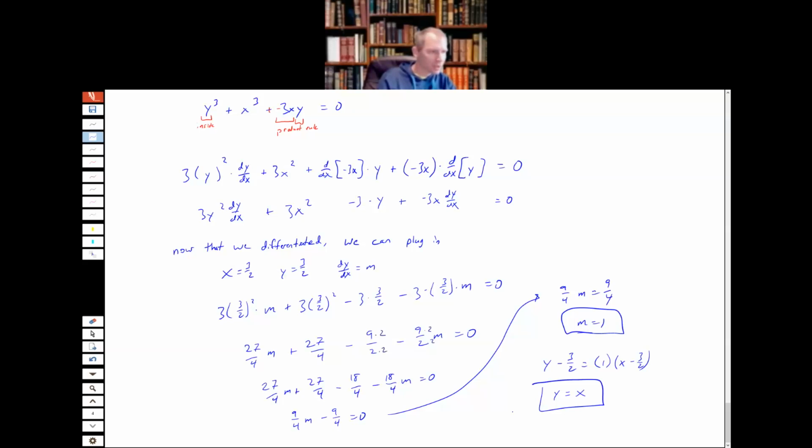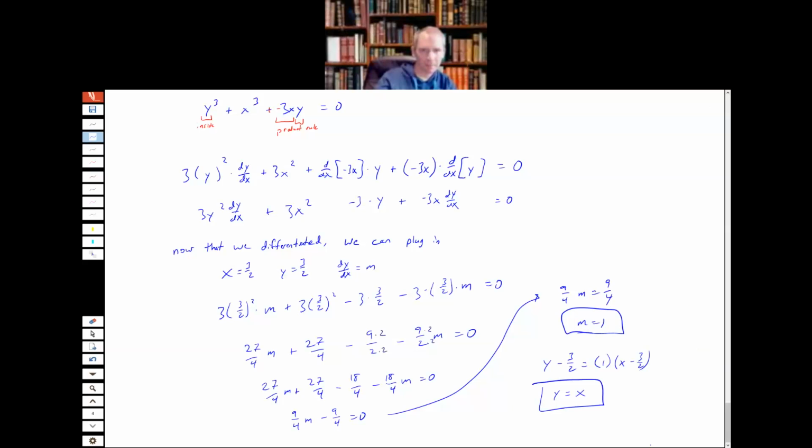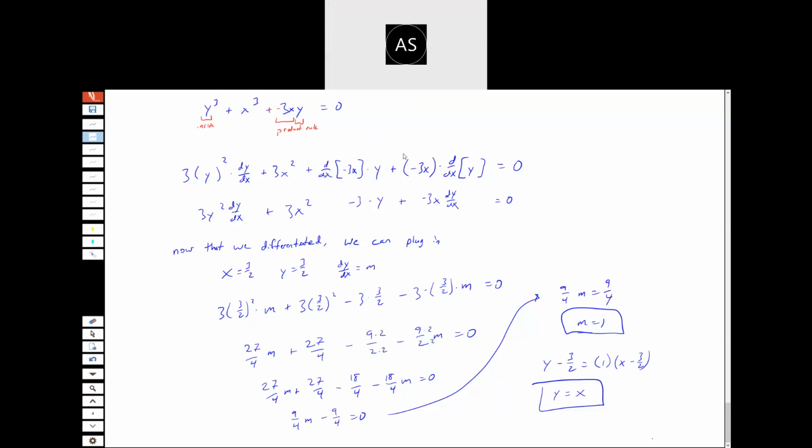All right, any questions over this? Why'd you do a chain rule in the beginning? Okay, so that's implicit differentiation. Why'd you do chain rule in the beginning?